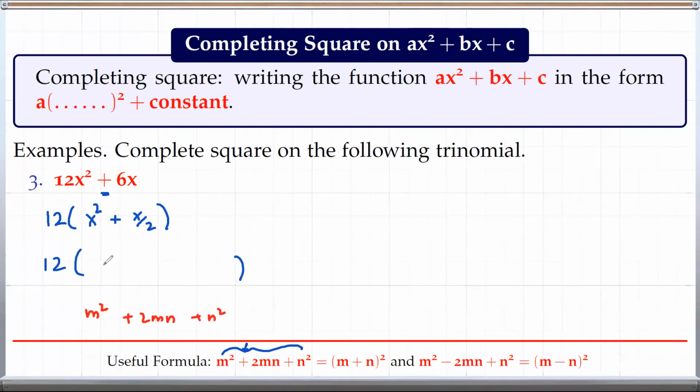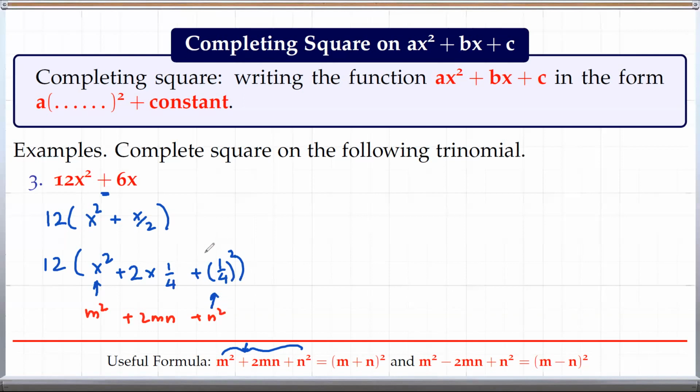Now just by comparing, we see that m squared is x squared. That means m is x. So we have 2 times x times, we need to decide what n will be. So since we want x by 2 over here, we already have 2x. So we need to put 1/4 to get x by 2 back because 2 by 4 is 1/2. So n is 1/4, plus 1/4 squared since we need n squared over there.